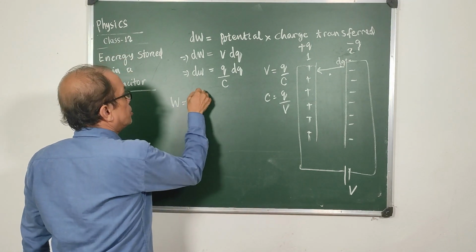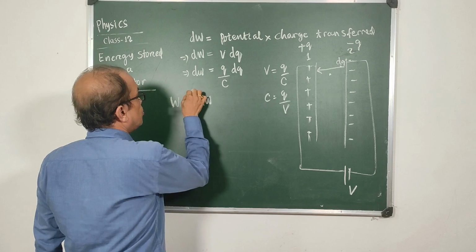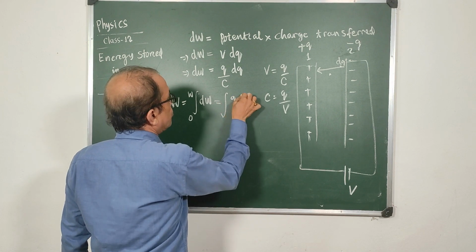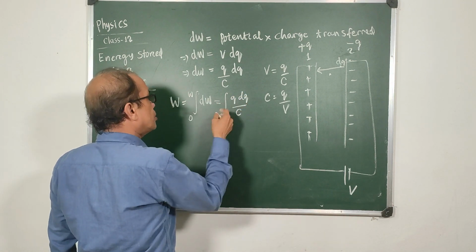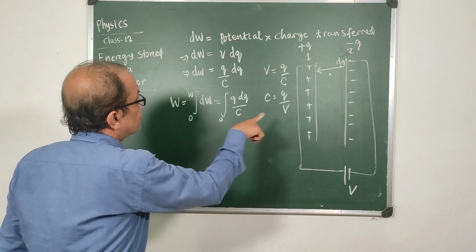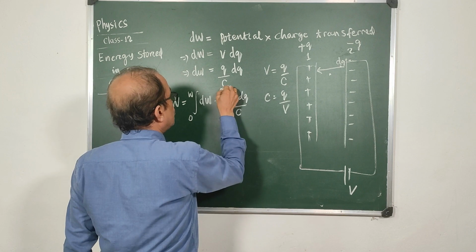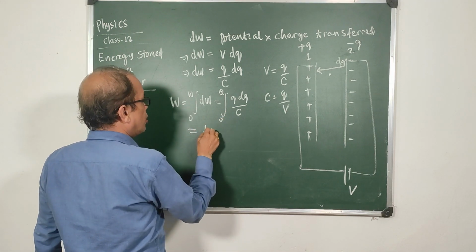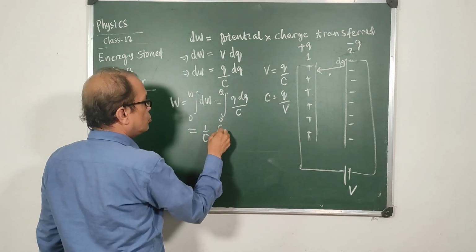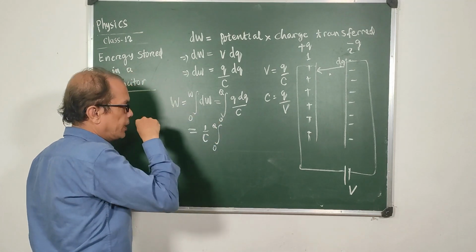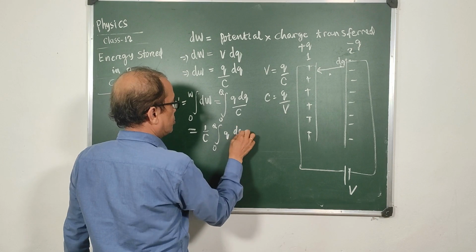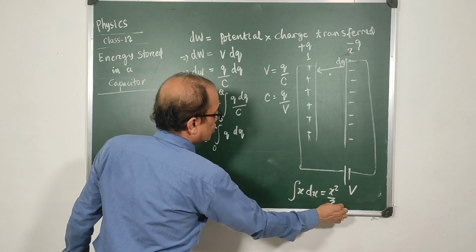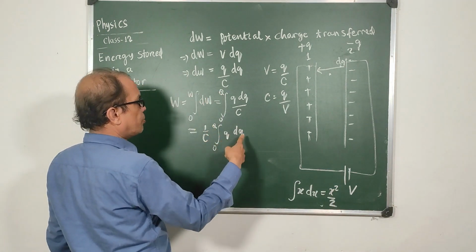So W is the integration of dW from 0 to Q, and since dW is q dq by c, we write it as q dq by c, and the charge is getting transferred so that the total charge becomes Q, total large Q. Now going on with integration, we have a constant 1 by c, so it comes out, and we integrate q dq between 0 and Q. You know from mathematics that x dx integration is x square by 2. So here it will be q square by 2.